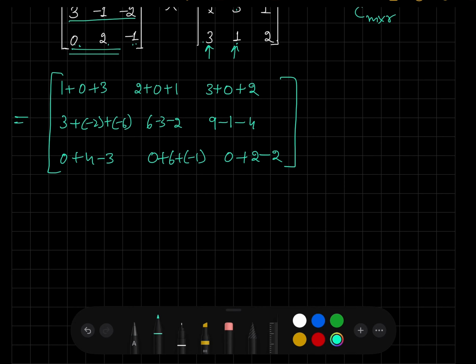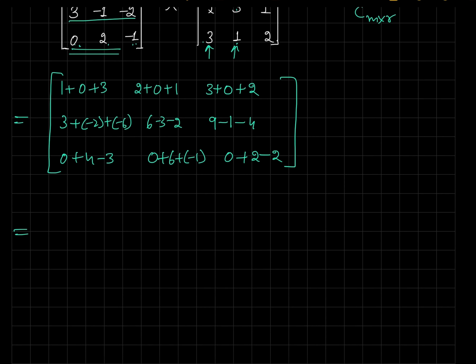So here I will be writing equals, see, our elements would be what? 1 plus 0 plus 3 is 4, 2 plus 0 plus 1 is 3, 3 plus 0 plus 2 is 5, 3 minus 2 is 1, 1 minus 6 is minus 5, 6 minus 5 is 1, 9 minus 5 is 4, and 4 minus 3 is 1, 6 minus 1 is 5, and 0. So this is our resultant matrix.